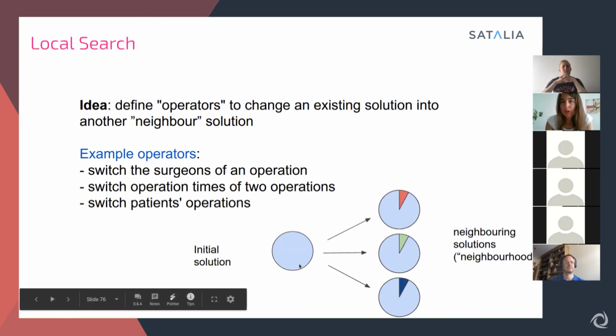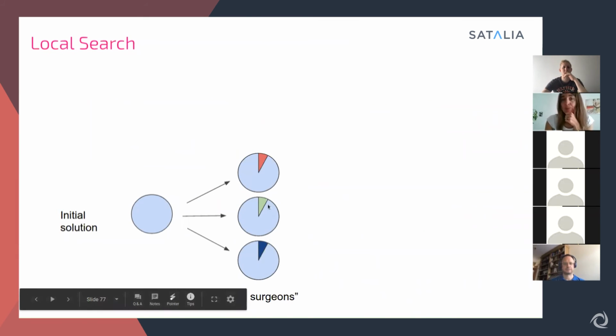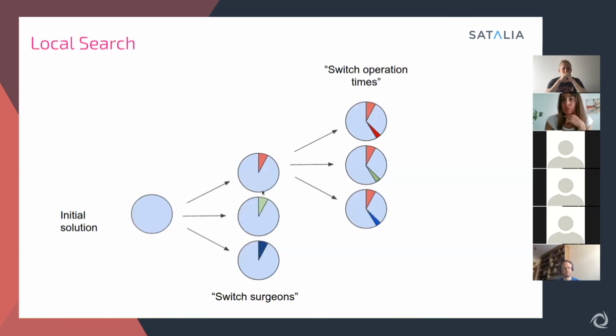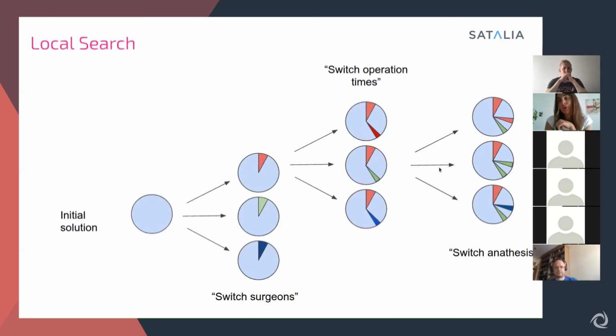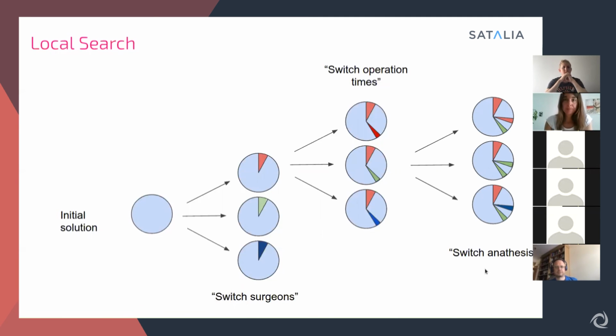So this means you might start from an initial solution. Then you apply 3 different changes. For instance, here you switch the surgeon from surgeon A to surgeon B, to surgeon C, to surgeon D. How this typically works is you apply one operator, then you have 3 different solutions. Then you might pick the one that has the best objective value, so the one that has the best quality, and continue with that one. Let's say it has been this one. Now you make another change to the solution. Now you switch operating times. You again search for the best solution, and you again apply some other changes, such as switching another factor of the problem.